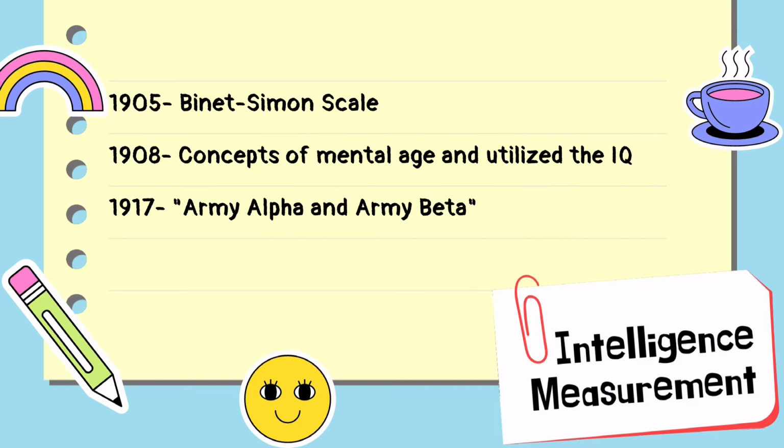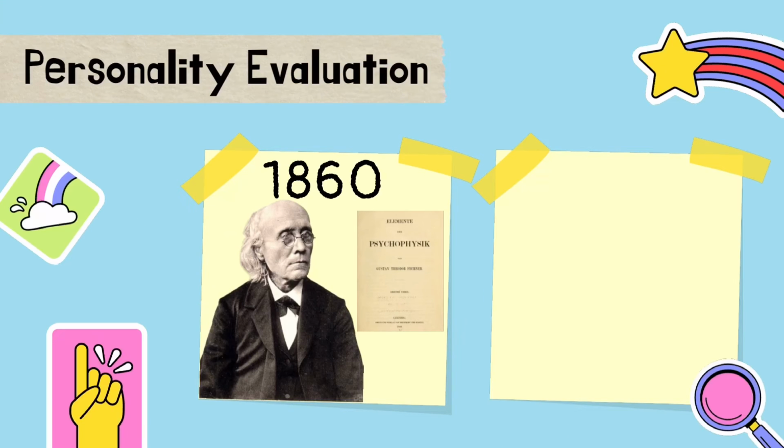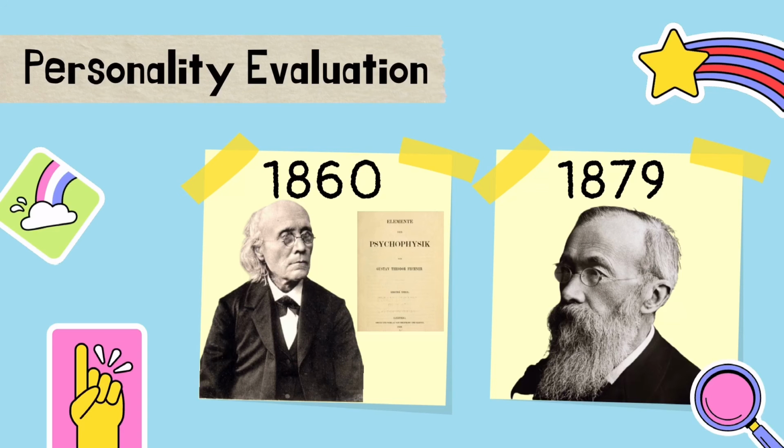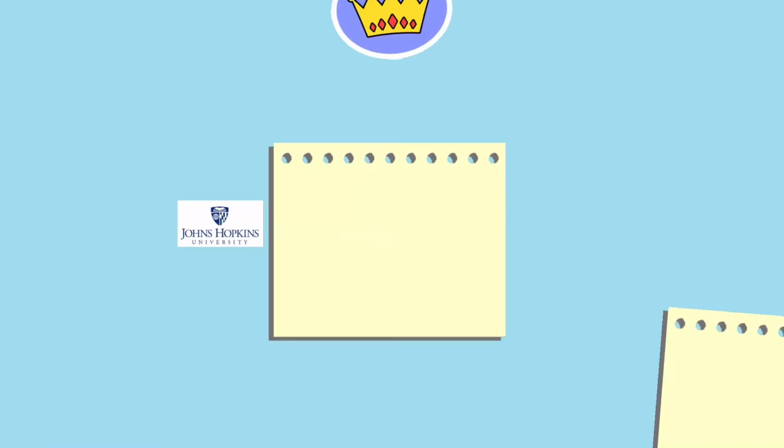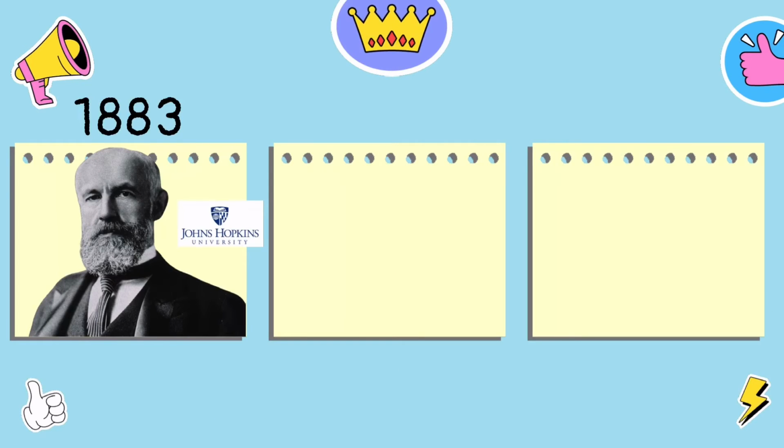Personality evaluation. 1860, G. T. Fechner started quantitative psychology with his book Elemente der Psychophysik. 1879, Wilhelm Wundt established the first psychological laboratory in Leipzig, Germany. 1883, Stanley Hall founded the first psychological laboratory at Johns Hopkins University in America.